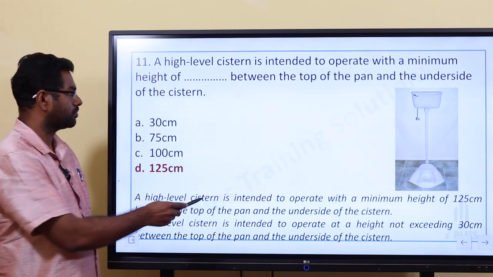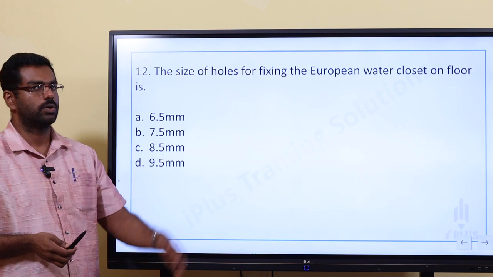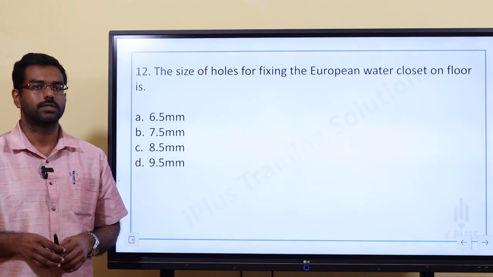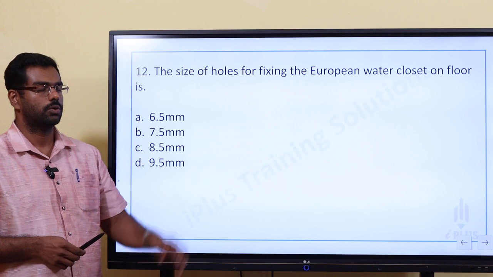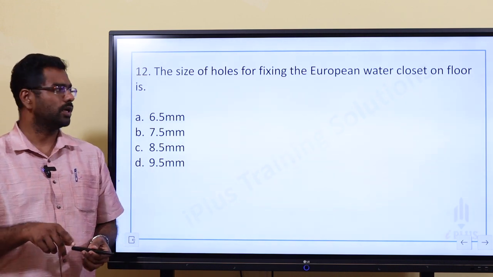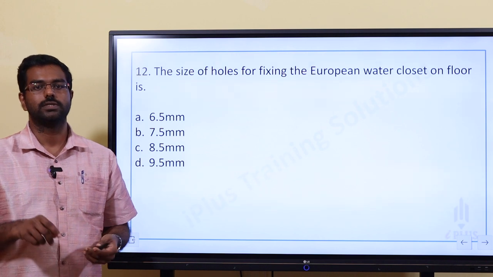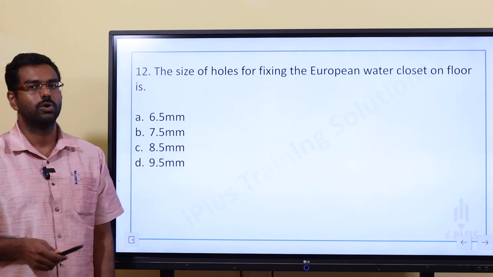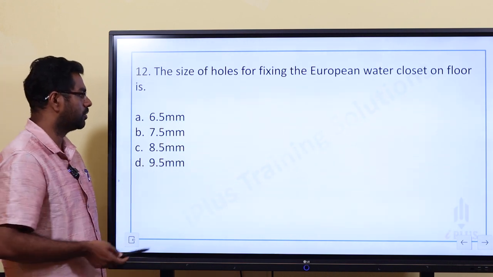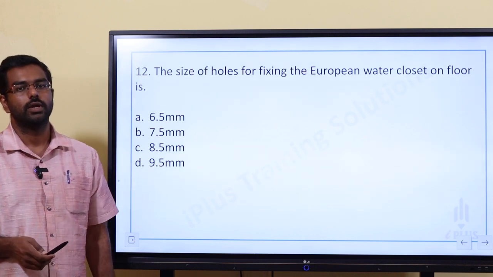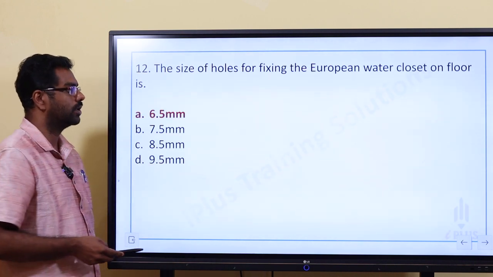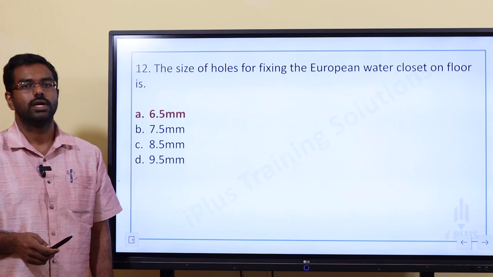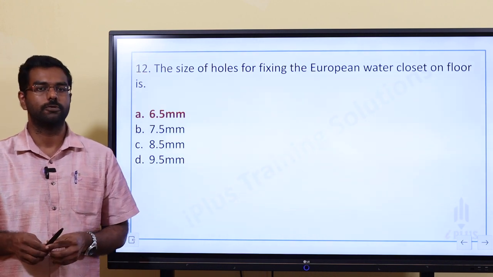Next question, the size of the holes for fixing the European water closet on the floor. What is the size of the holes for fixing a European water closet on the floor? When we fix it with bolts, holes are provided at the bottom of the water closet. What is the size of these holes? The options are 6.5 mm, 7.5 mm, 8.5 mm and 9.5 mm. So the size of the holes for fixing is 6.5 mm. So the size of the holes for fixing the European water closet on the floor is 6.5 mm.